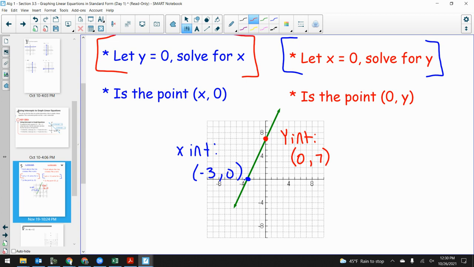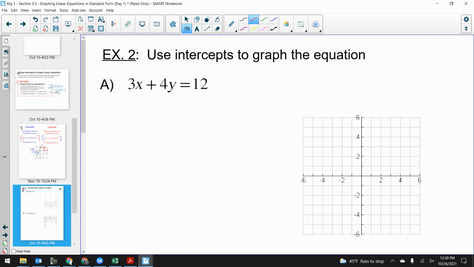Okay, let's take a couple problems and solve. So I'm given this equation. Notice that it's presented to you in standard form. You see it? 3x plus 4y equals 12. Okay, so here's how we solve for each intercept. The second bullet point for the x-intercept said, let y equal 0. Okay. 3x plus 4 times 0 equals 12. Understand that what we're doing here is taking a number, comma, 0.